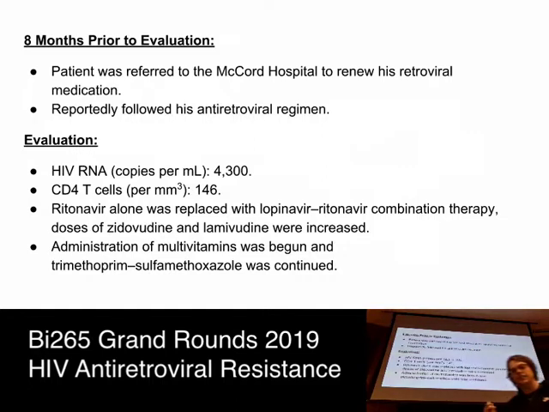And then we skip to the evaluation. Here we see the updated T cell and RNA counts. At this point, we see a change in the antiretroviral medication regimen. Now, ritonavir alone is replaced with a lopinavir and ritonavir combination therapy, as well as increased dosages of zidovudine and lamivudine, as well as the administration of multivitamins.